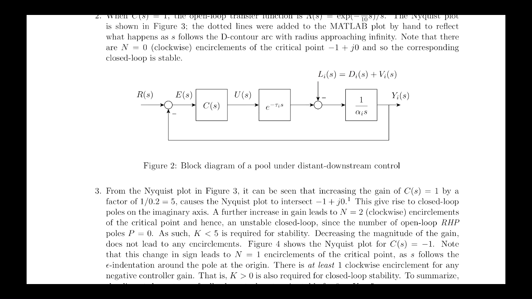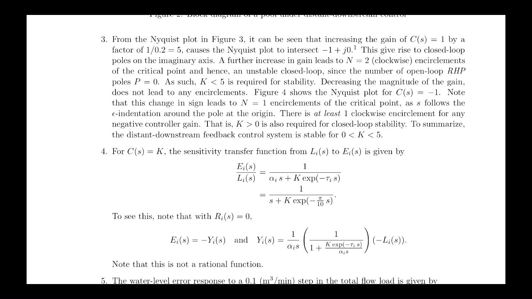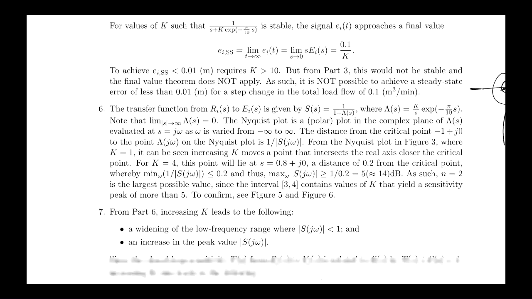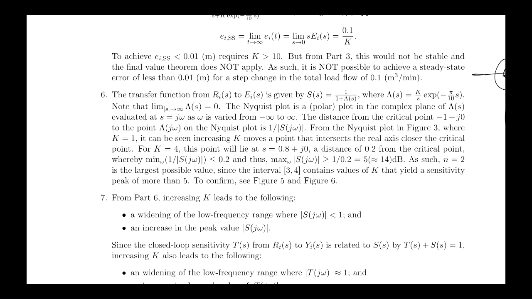All right, but increasing the gain of a constant gain controller will reduce the steady state error for step changes in the load. But there's a limit to how small you can make it, right? Because in order to apply the final value theorem, which leads here, you need to know that the closed loop is stable, right? If you make K too big, it won't be stable.